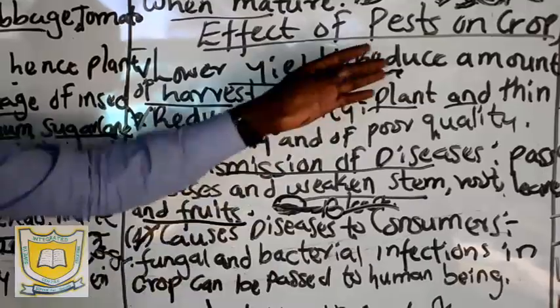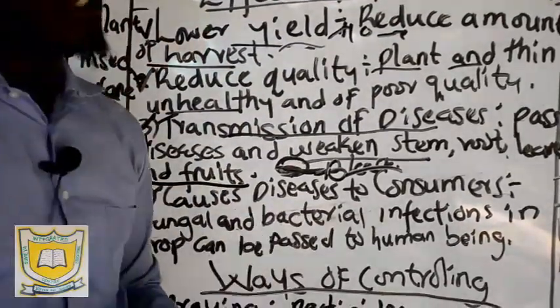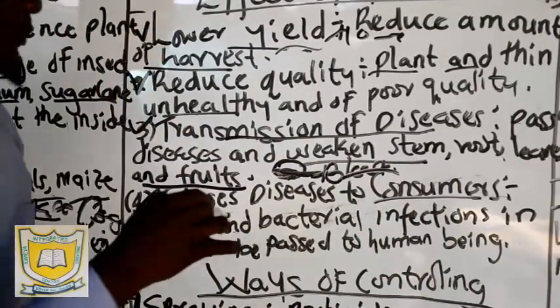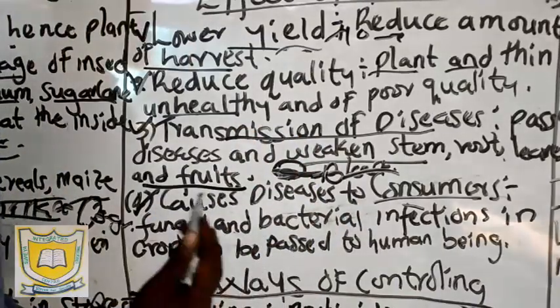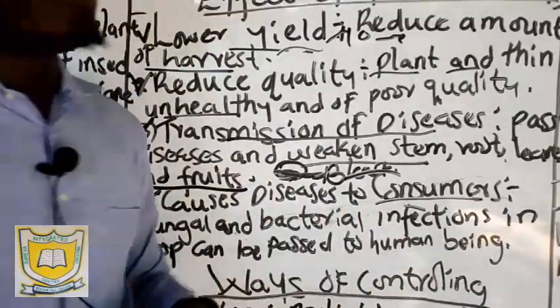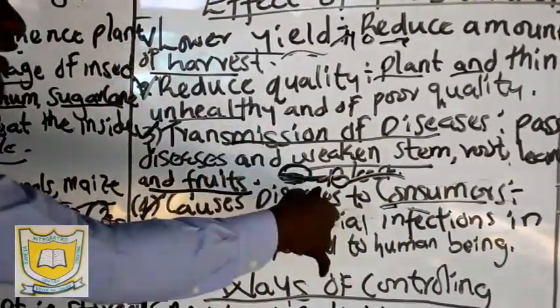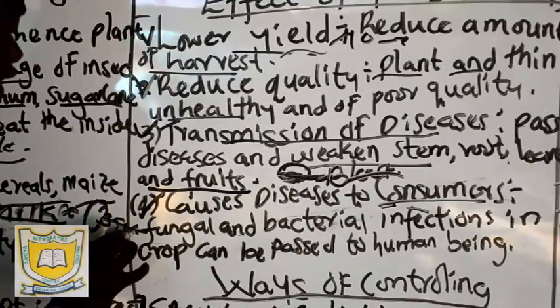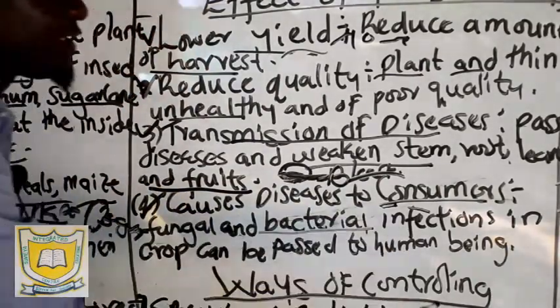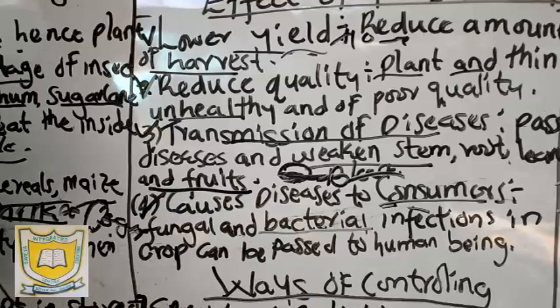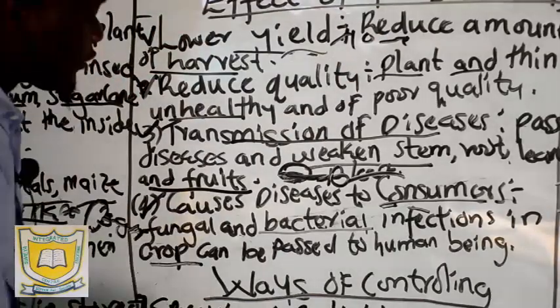The fourth effect of these pests on crops is that it causes diseases to consumers. What are consumers? When we were discussing last time on dependence, we discussed the producers and consumers. We said we have the primary consumer and secondary consumer. Now, when primary consumers feed directly on the crops, they may feed on fungal diseases or bacterial diseases. Those bacterial infections may move from the plants to the primary consumer, and if the primary consumer is fed on by the secondary consumer, the diseases keep on spreading until they reach the tertiary level of the food chain.